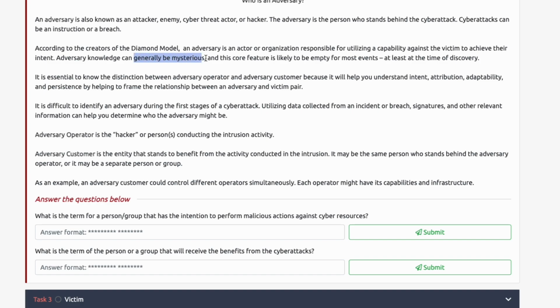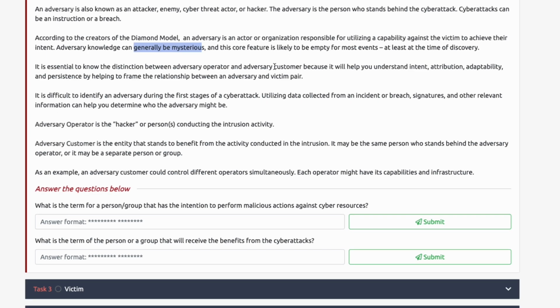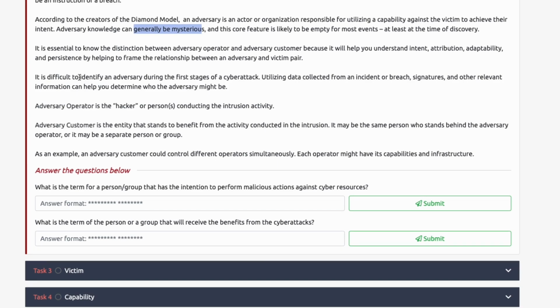Their knowledge can generally be mysterious, and this core feature is likely to be empty for most events because you don't know who is hacking you, who's attacking you, at least at the time of the discovery. And then when you go through the investigation, ideally you should be able to figure out who this person was, or the organization. So it's essential to know the distinction between adversary operator and adversary customer, because it will help you understand intent, attribution, adaptability, and persistence by helping to frame the relationship between an adversary and the victim pair.